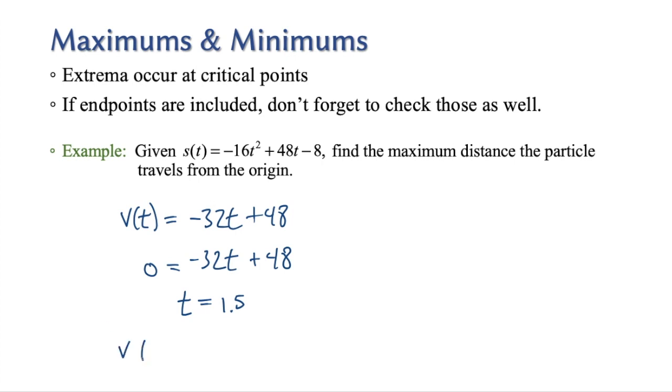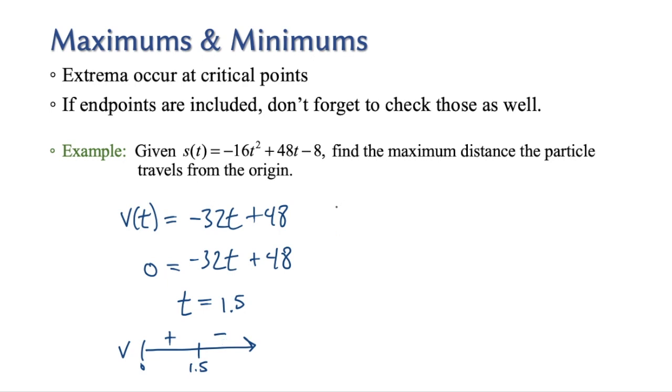Essentially, if I start my sign chart at 0 and go indefinitely out, checking the signs of velocity, when I plug any number between 0 and 1.5 in here, it gives me a positive value. And if I plug any number after that, it's going to give me a negative value. So clearly this will be a maximum.